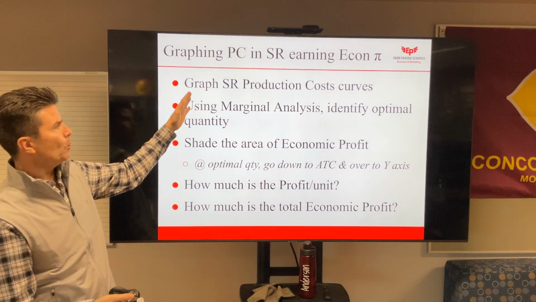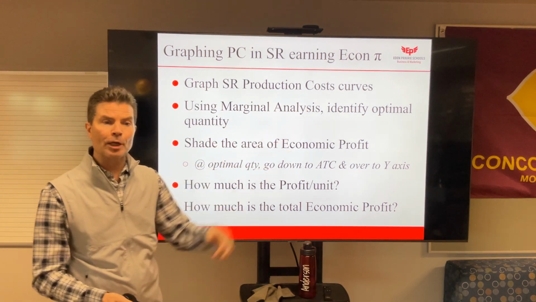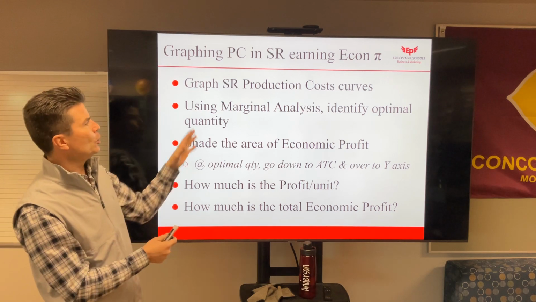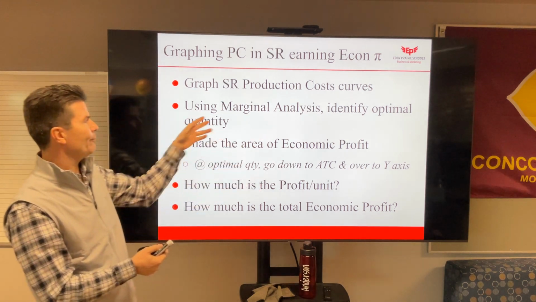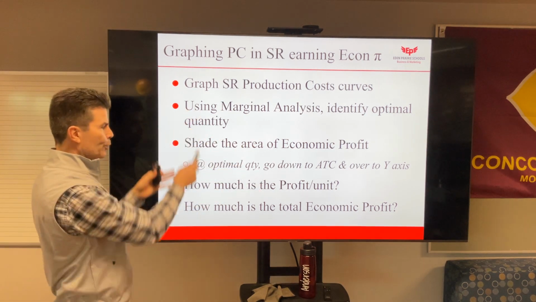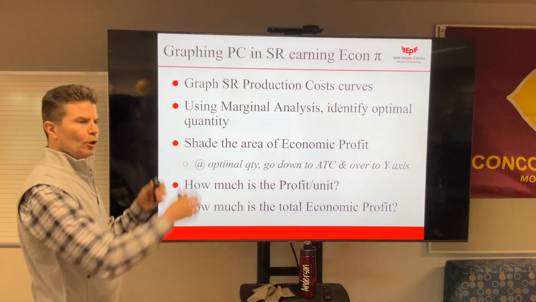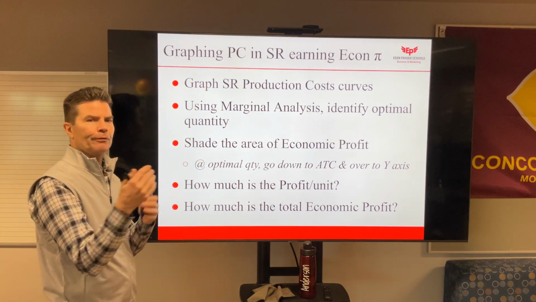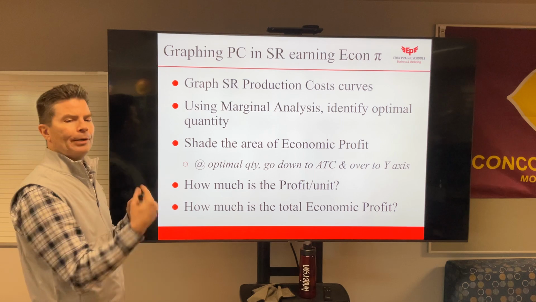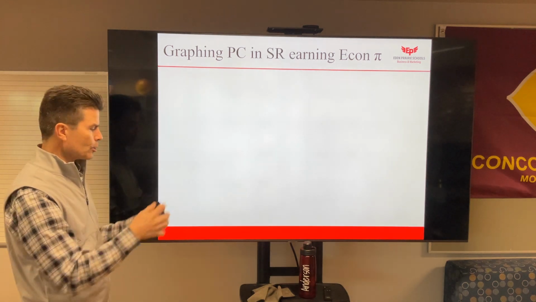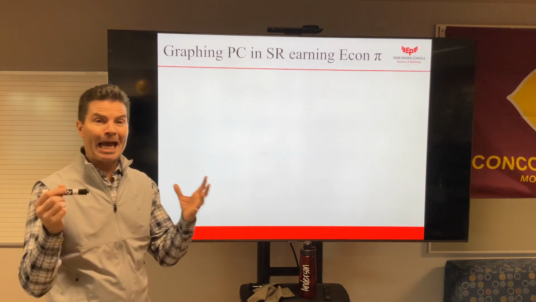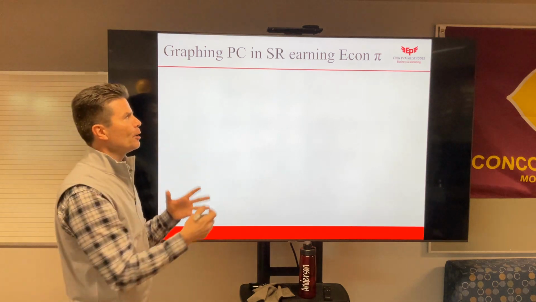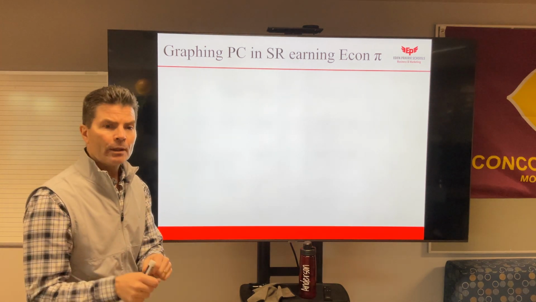So the first thing is you want to graph your short run production costs. The second thing we're going to do is use marginal analysis to identify the optimal quantity. And then we're going to go through and follow the rest of these steps. So if you want to write these down in your notes, you can find a spot to write these down in your notes. But now I'm going to show you. So here's what we do. All right, here's where the magic happens. You ready? So we're going to graph perfect competition in the short run, earning a profit.